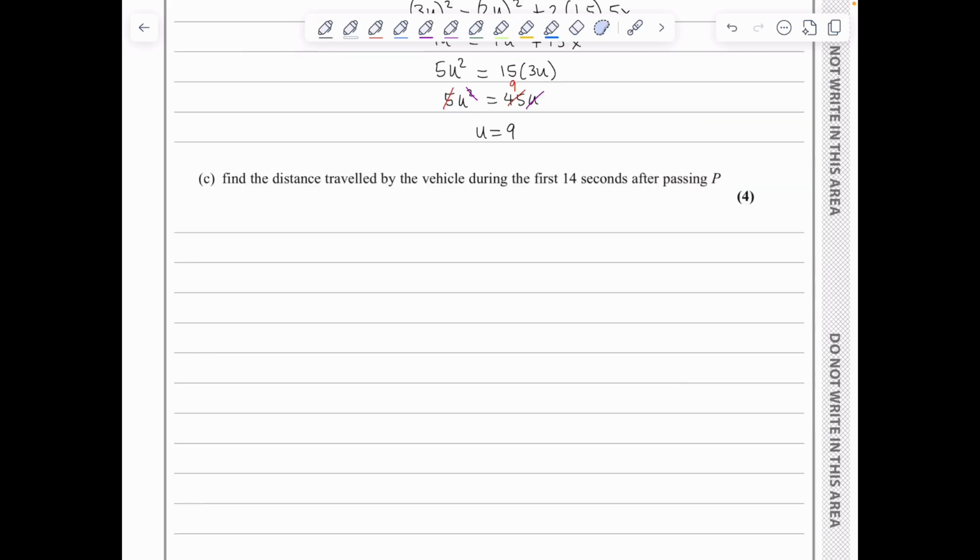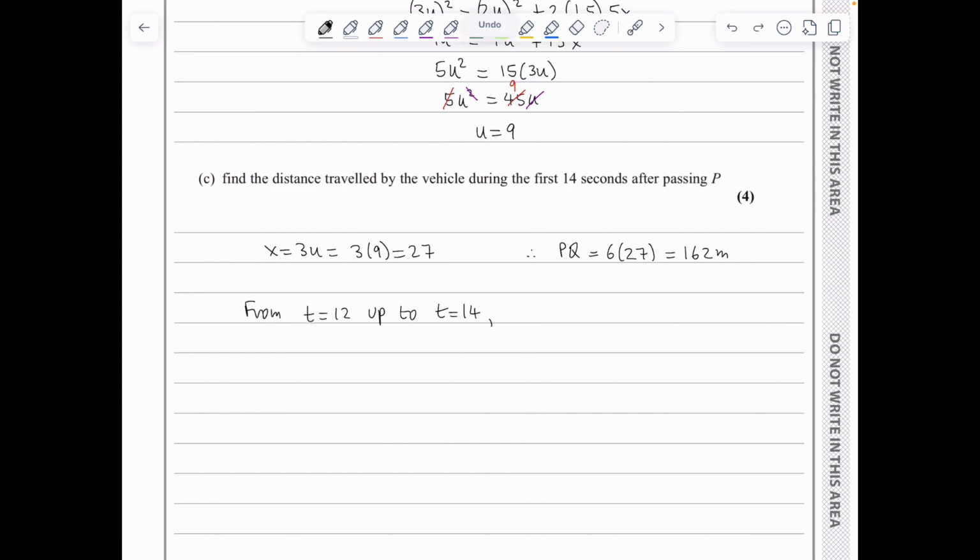In part C, we need to find the distance traveled by the vehicle during the first 14 seconds after passing P. So the first thing to do is find the value of x. We knew that x is equal to 3u, and we just found that u is equal to 9. So x is 27. This means that the distance PQ is equal to 6x, so 6 times 27, which gives a distance of 162 meters, which corresponds to the distance covered in the first 12 seconds of motion.